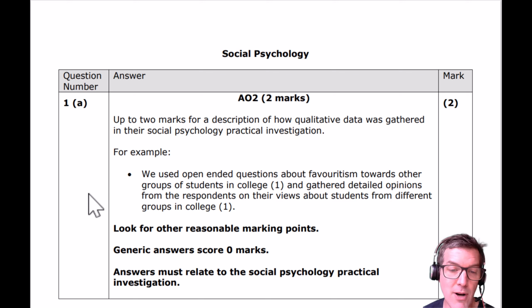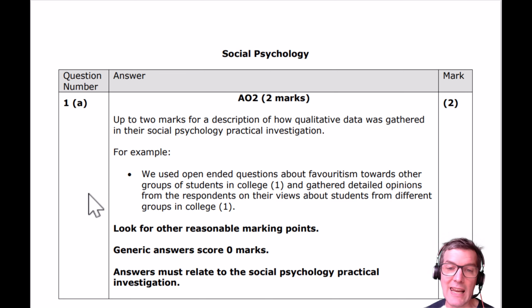So the example in the mark scheme for the qualitative: we used open-ended questions about favoritism towards their groups in students in college is worth a mark. And then the second mark for really linking it further to the actual investigation and gathered detailed opinions from the respondents on their views about students from different groups in college.